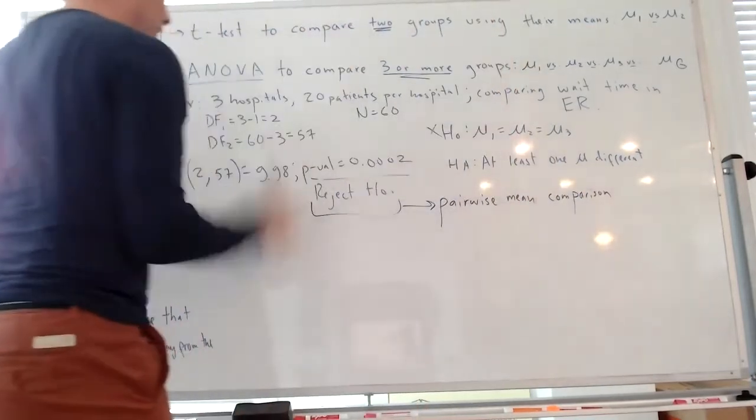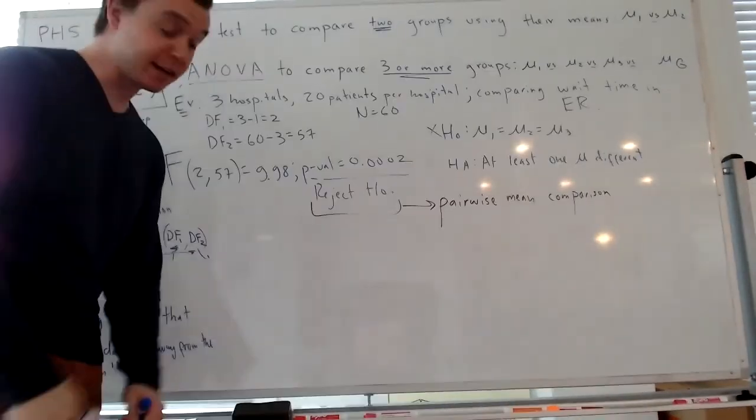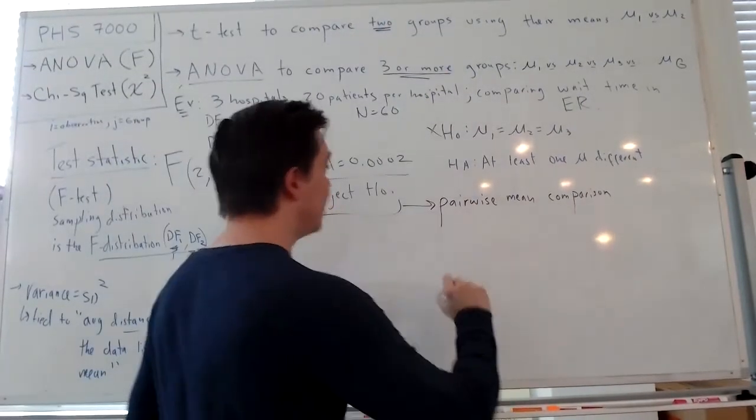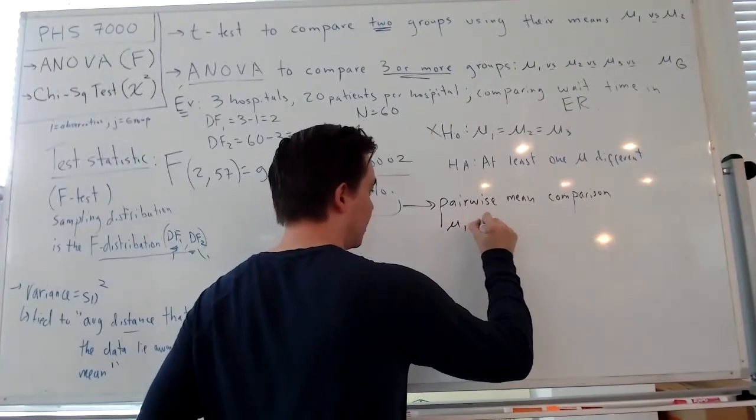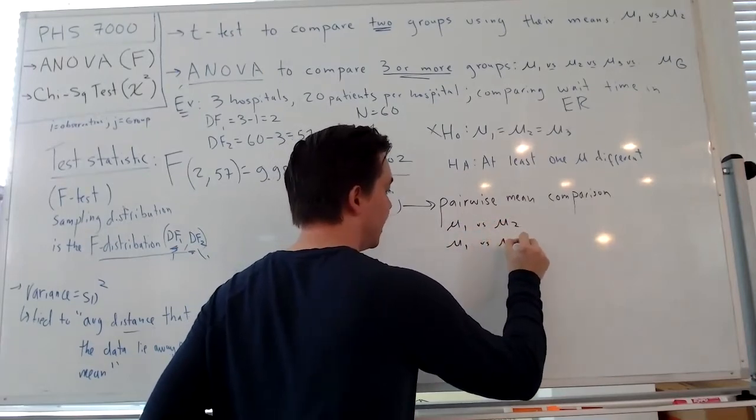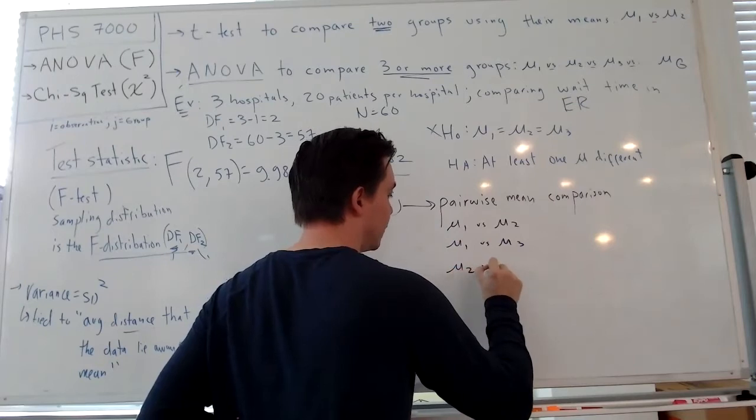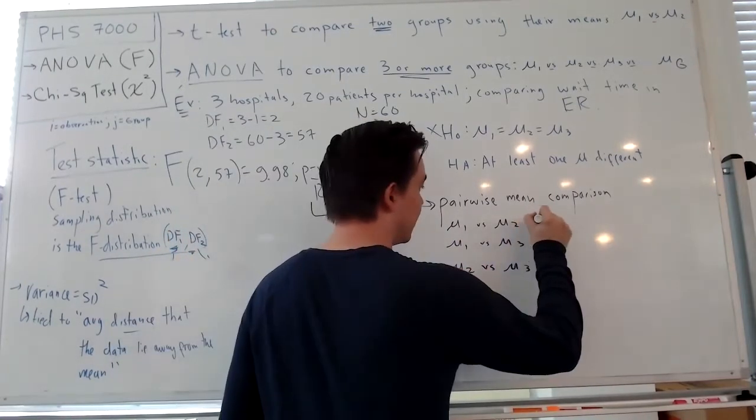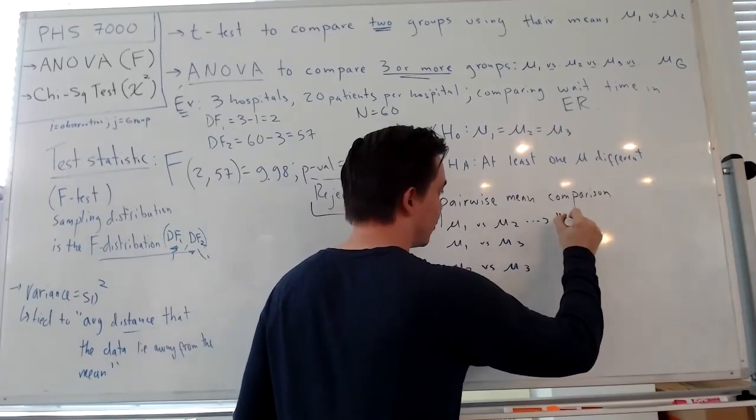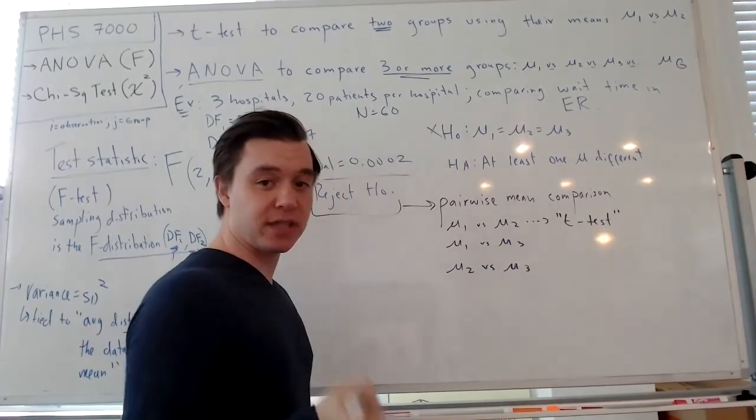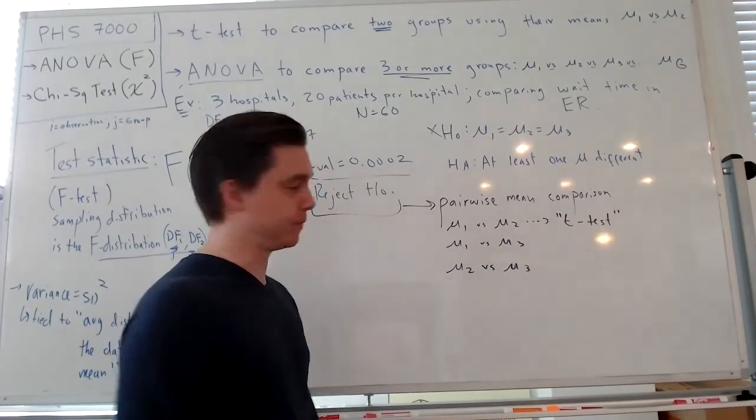So for my example, you'll be asking, well, which hospital is better and which hospital is worse? So with 3 means, you can make mu1 versus mu2, mu1 versus mu3, and mu2 versus mu3. Each one is sort of like a t-test. So you very much can use a t-test, but you shouldn't.